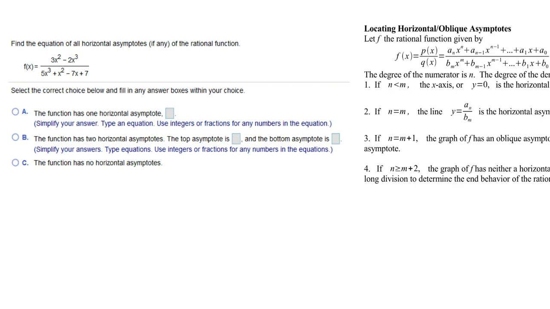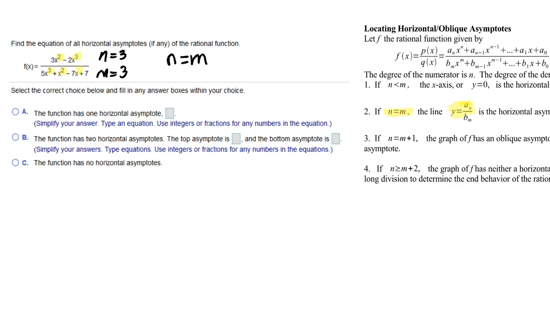So looking at the numerator, we have a power on x of 2 and a power on x of 3. We're going to take the highest power, which is 3, to be the degree of the numerator. For the denominator, we have a power of 3, a power of 2, a power of 1, and on the constant, that would be a power of 0. We take the highest one, which is a power of 3. So if we compare these two, we can see that n is equal to m, and that is our second case of our horizontal asymptotes.